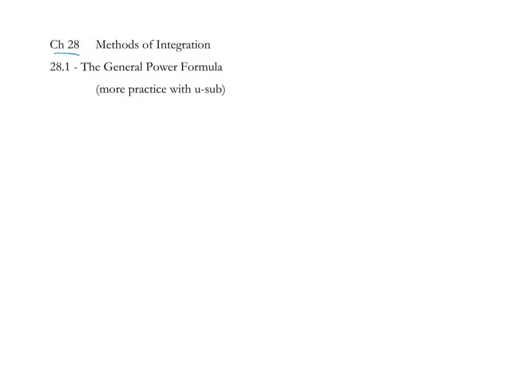As a reminder, the general power rule looks like this. The integral of u to the n du is equal to u to the n plus 1, add 1 to the exponent, divide by the new exponent, n plus 1, plus our constant of integration. Okay, so we'll look at 4 different examples, maybe 5 different examples using this rule. And the first one goes like this.